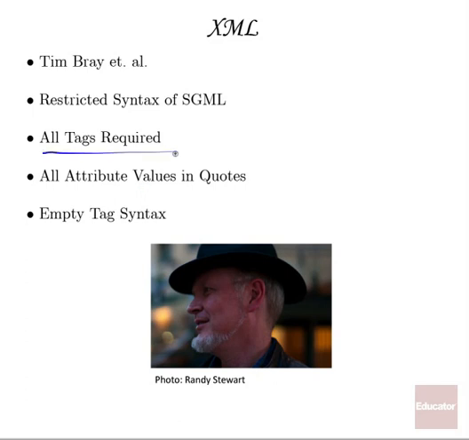All tags are required in XML. You have to have a start tag, you have to have an end tag for every element. All attributes have to have values, and all attribute values have to be in quotes. Early versions of HTML included attributes where you just had to include a name, and that would enable some capability. In XML, you're not allowed to do that. You have to have an attribute, an equal sign, and a value in quotes.